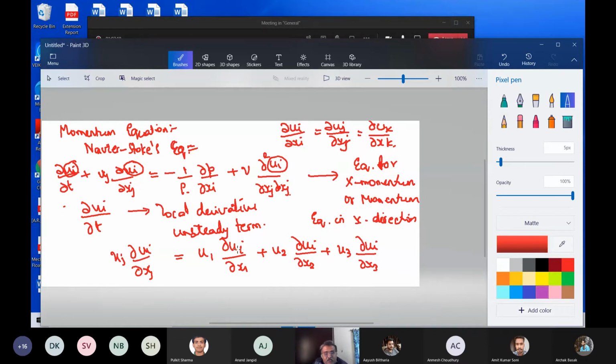It is always ui. So this is an equation for ui, the i component of the velocity, which implies that it is an x momentum equation. But j is a dummy variable. This comes like this: u1 ∂ui/∂x1 plus u2 ∂ui/∂x2 plus u3 ∂ui/∂x3. This is known as the non-linear term.